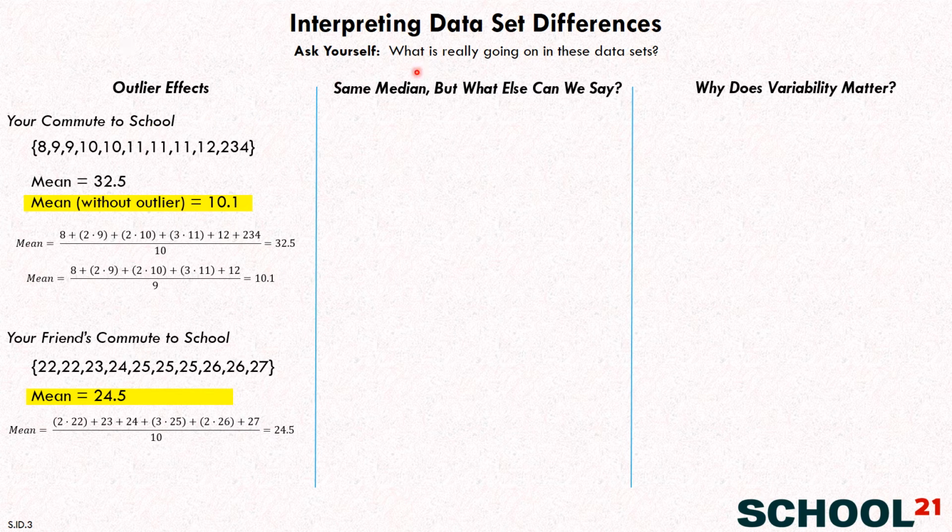And remember, we're asking ourselves what's really going on with these data. We have to really pay attention to things like outliers to make sure we're not drawing the wrong conclusions. Okay, let's look at something that's somewhat similar. You have the same median, but what else can we say?